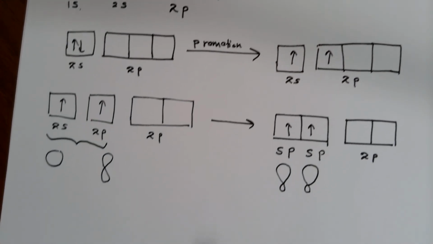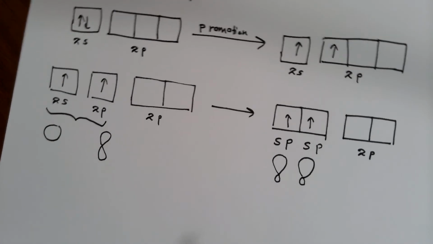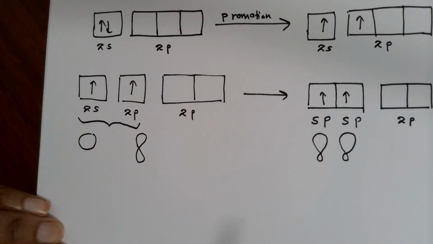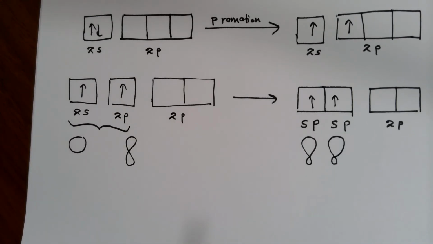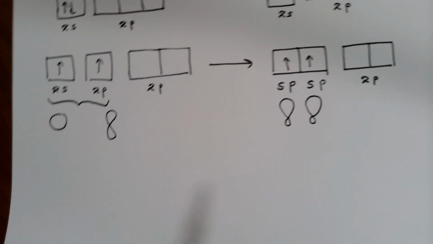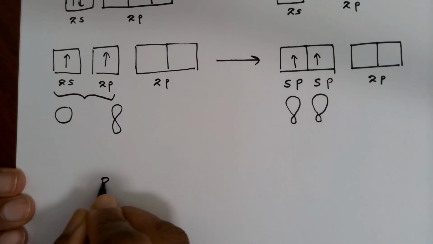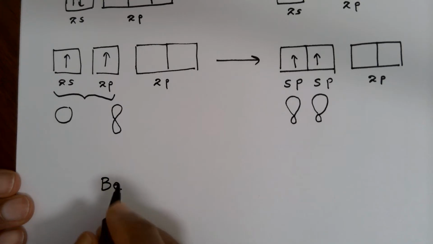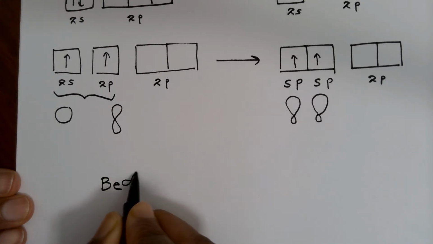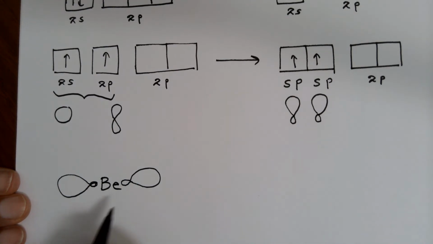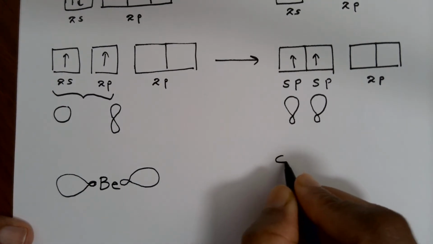Now let's see how we can make a bond. Now we have sp hybridized orbitals. Beryllium is here. On the beryllium atom we have two hybridized orbitals, with one lobe large and one lobe small. Right, this is beryllium. Now let's see chlorine.